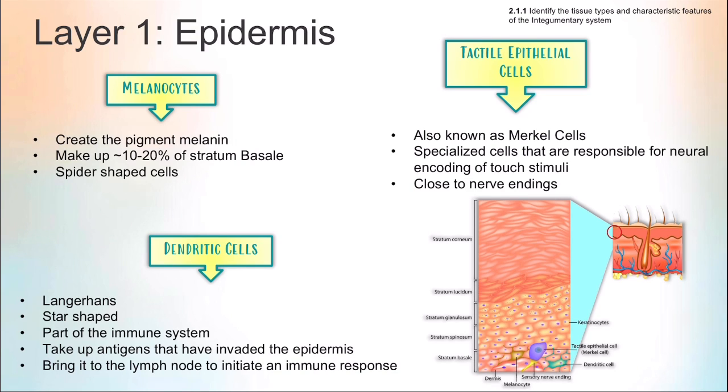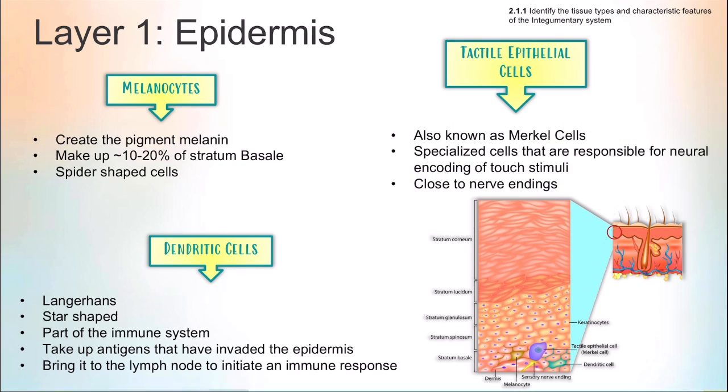Next are melanocytes. So these guys are going to create the pigment melanin. Now we will talk about two types of melanin. The first one will be eumelanin, and the second one will be our pheomelanin. These guys are going to make up about 10 to 20% of stratum basale. So that is going to be our lowest layer, the layer that exists right up against that dermis. These guys are going to have a spider shape to them, so they have lots of little areas that stick out, and they kind of look like little spider legs that are sticking out.